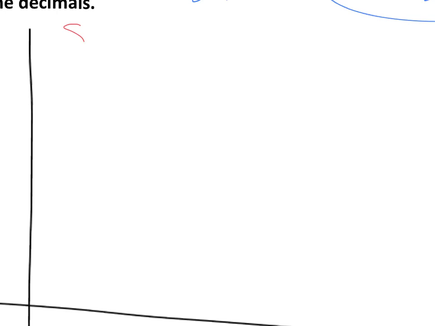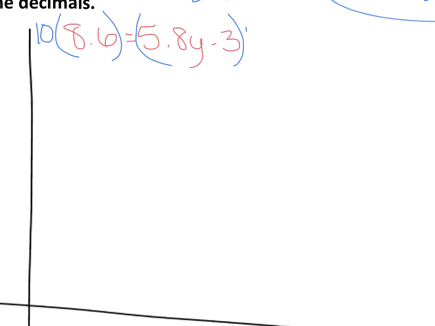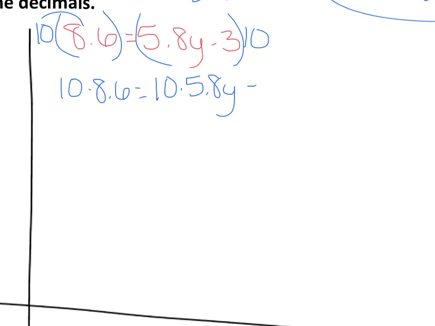Let's try 8.6 equals 5.8y minus 3. Okay, first I need to figure out what power of 10 I want to multiply both sides of my equation by. And I see in this example, the most number of decimal places I see in any given number is 1. So this time, I'm just going to multiply both sides of my equation by 10. Okay, so I'm going to take 10 times 8.6, and then I'm going to take 10 times 5.8y minus 3.